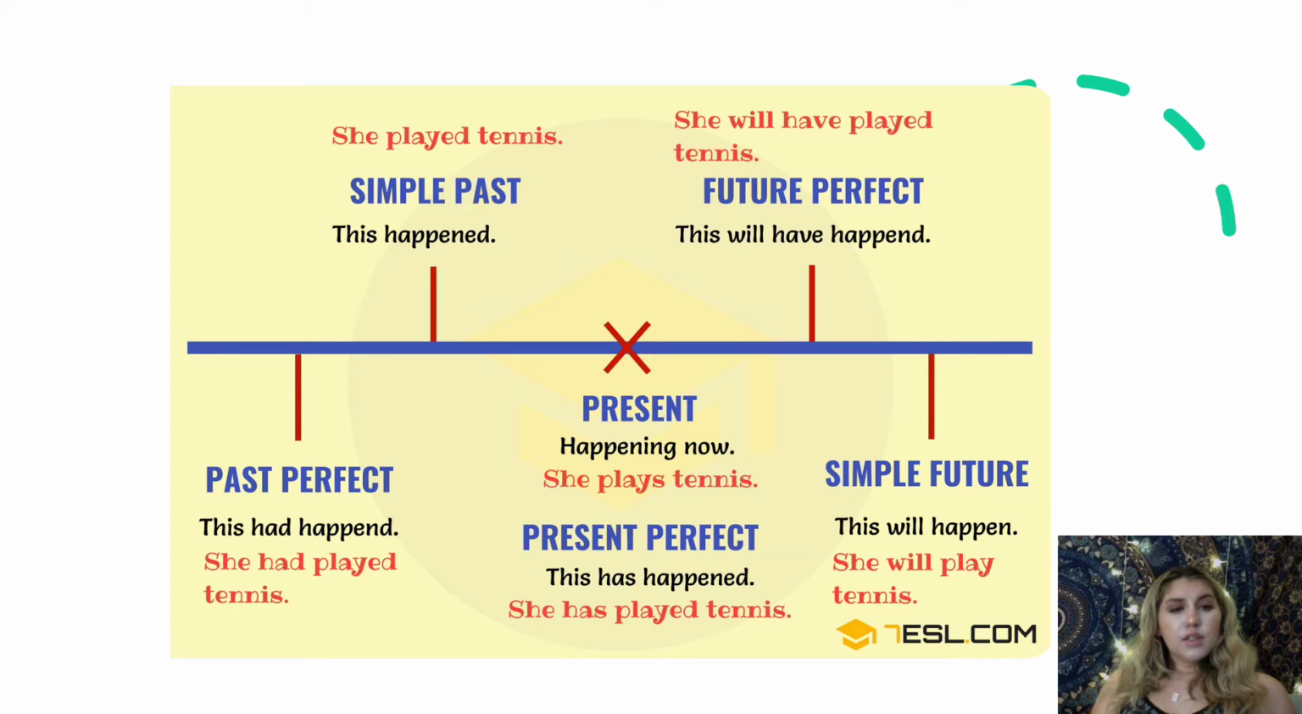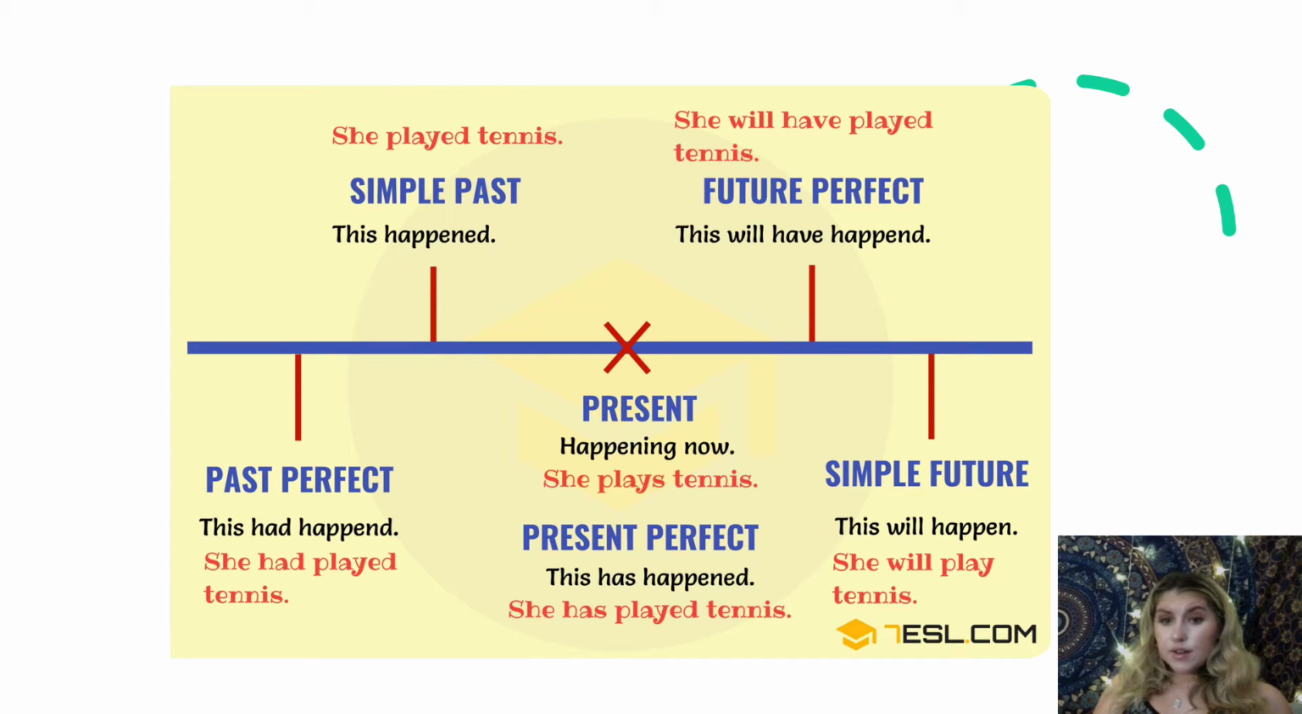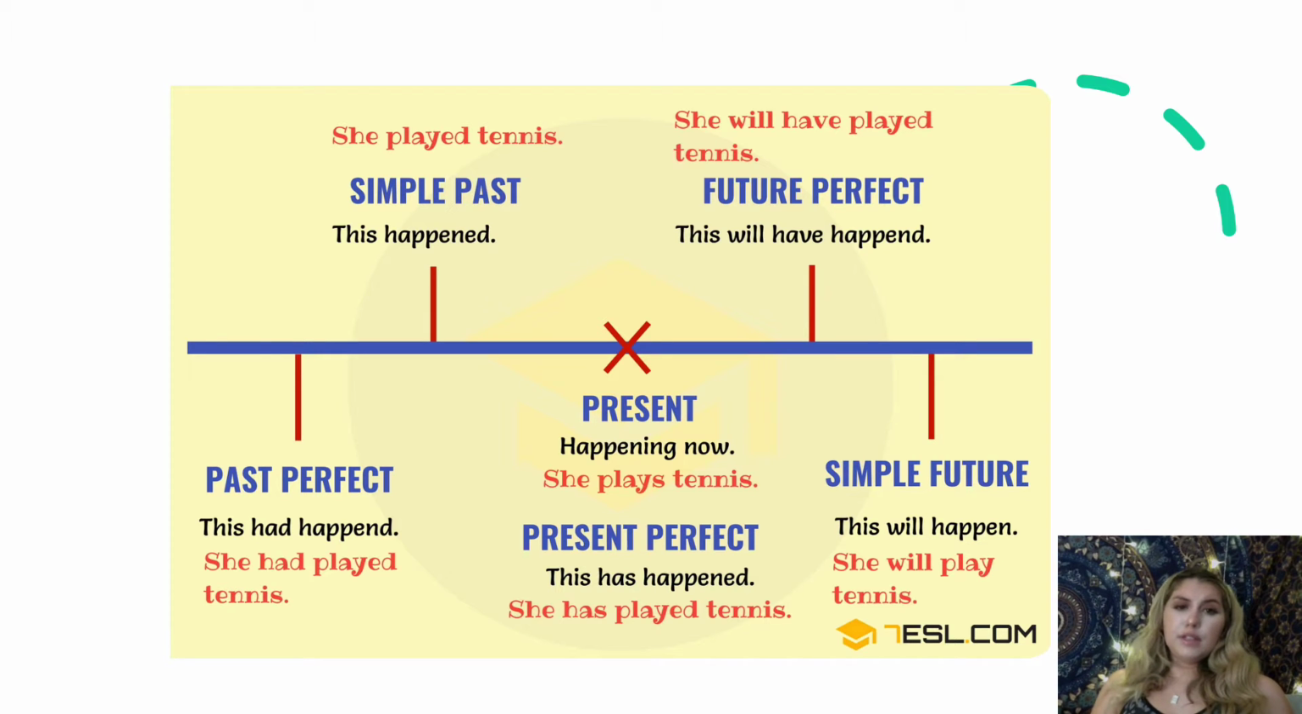So, simple past. An example would be, she played tennis. This happened. That ed at the end means it was in the past, it happened before. Then we go to future perfect. She will have played tennis. This will have happened. Whenever there's two tenses, it will make it a perfect tense, whatever that tense would be.